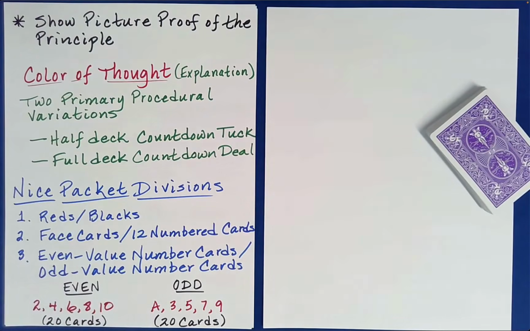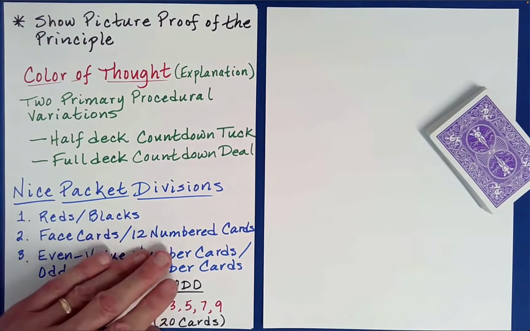Okay, so there's many other divisions that you can think of, right? You could have the clubs and the hearts as one half, and then the spades and the diamonds as the other half. That would be a perfect kind of division of the deck.